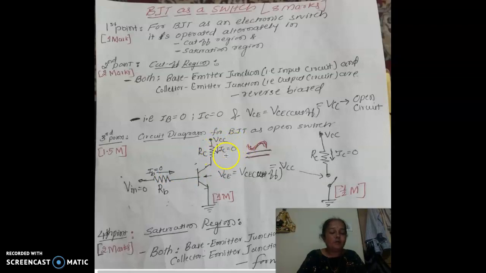If no current flows here, whatever VCC we see here is going to appear at this point and ground. Ground is nothing but the emitter. So the VCC is going to drop between this point and this point, that is, between collector and emitter. We call that voltage the voltage between collector and emitter, and refer to it as VCE. This is the VCE during cutoff. So VCE cutoff is equivalent to VCC. The whole of the VCC will come at this point. It is going to drop between these two points. So VCE cutoff is equal to VCC.